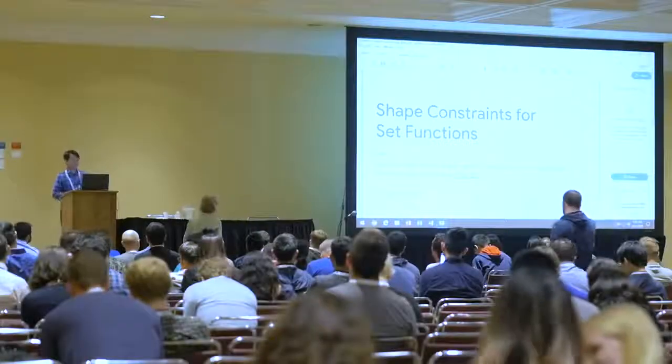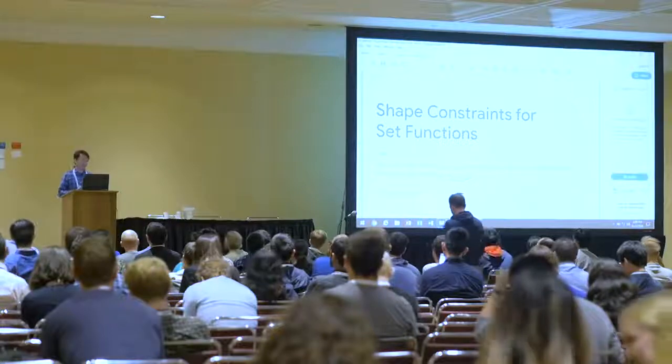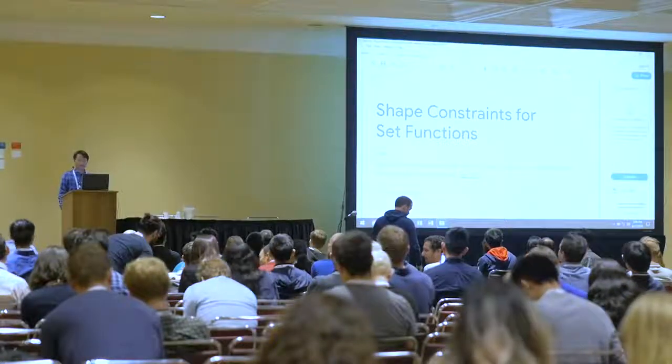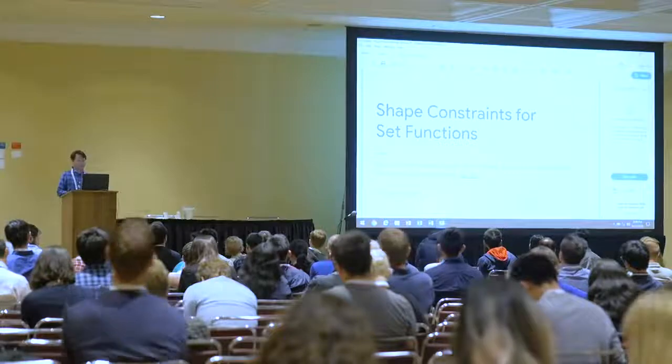Good afternoon. I'm Tao Zhu from Google. I'm here presenting our work on shape constraints for set functions. This is joint work with Andy, Maya, Heinrich, Irez, Jim, Taman, and Srinath, all of whom are from Google.